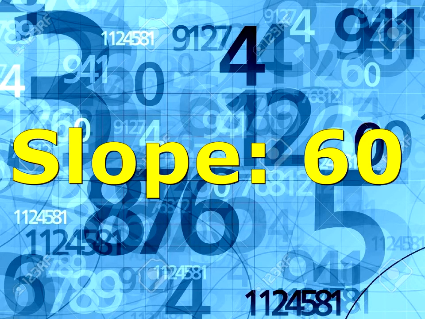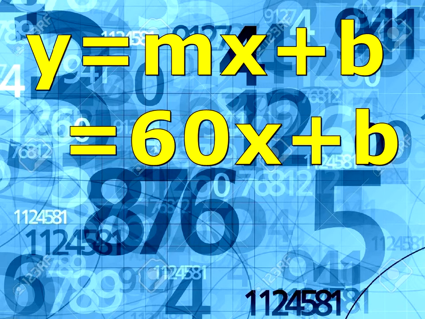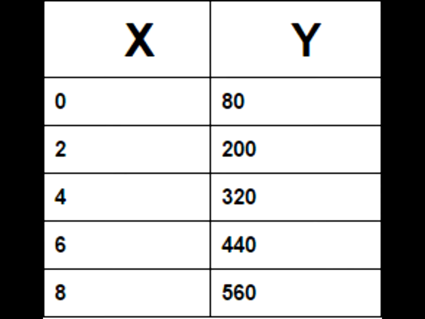Now that we have our slope of 60, we can put it into our equation of y = mx + b. But wait, we don't have our b value, also known as our y-intercept value, yet. We can easily find this by going back to our table of values. Whenever you are looking for the y-intercept or b value, look for the 0 on the x column, or the first row. That 80 is the y-intercept or b value.